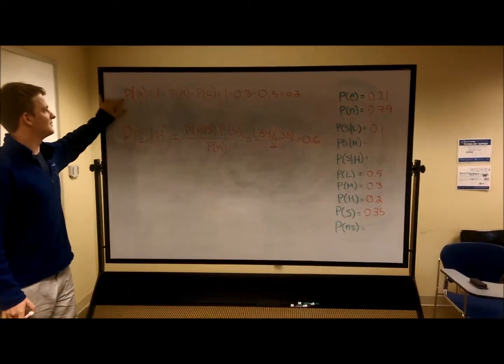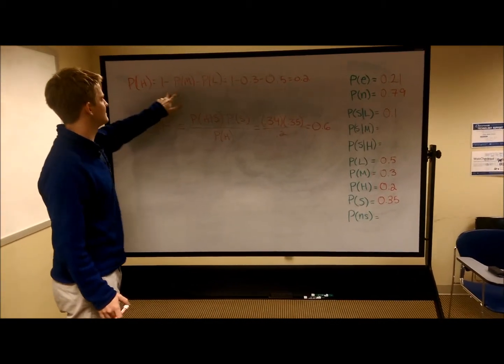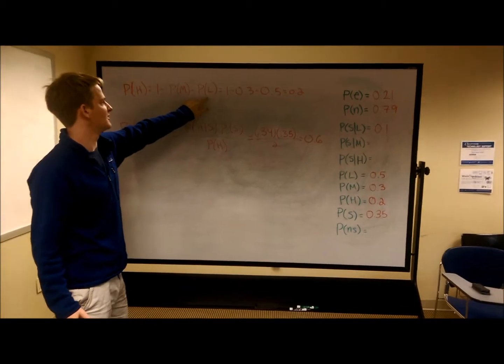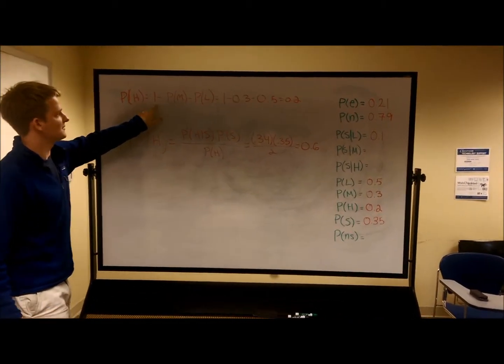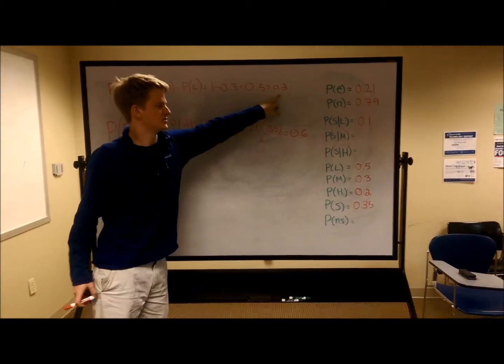So in order to calculate the probability of a high forecast, we assume that the probability of a high forecast plus the probability of a medium forecast plus the probability of a low forecast equals 1. So 1 minus the probability of the medium forecast minus the probability of the low forecast is 0.2.